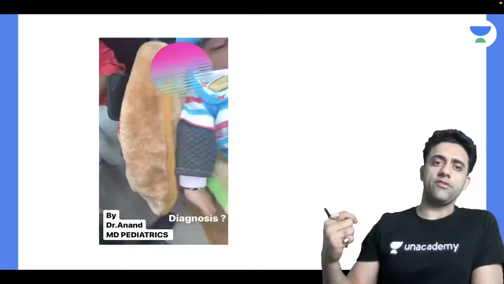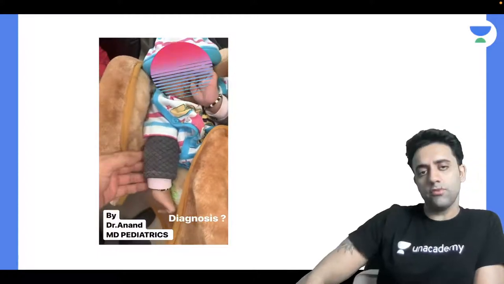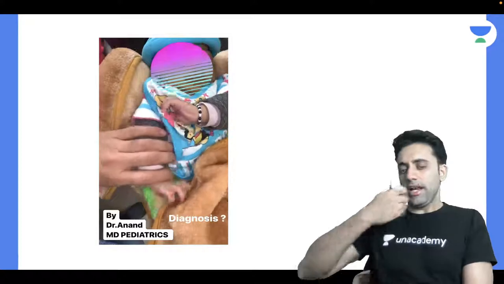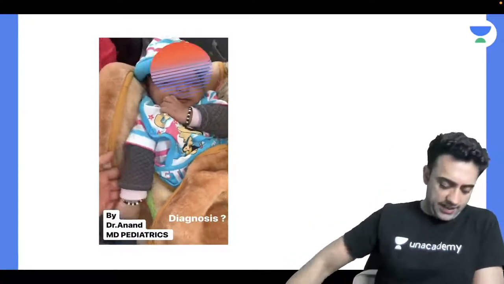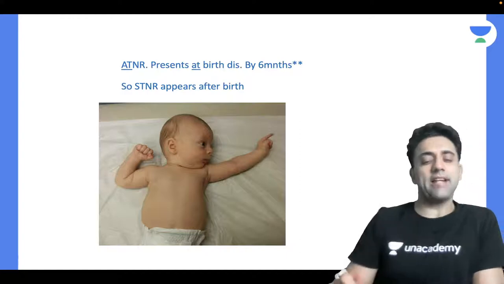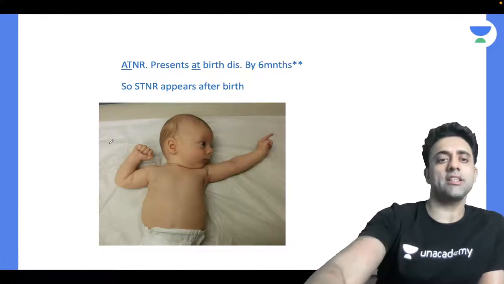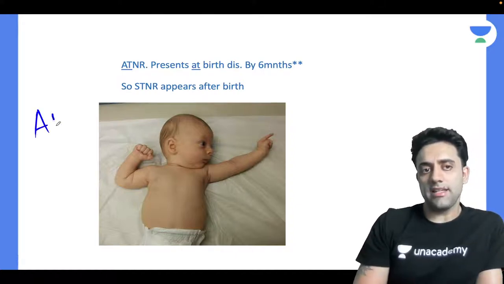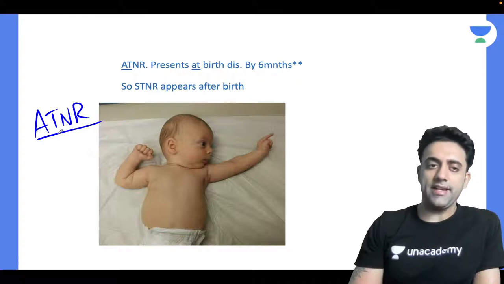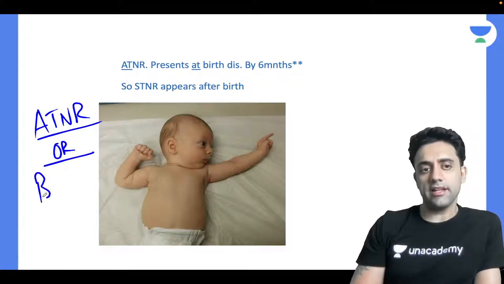If you see the baby's hand, the baby is having a policeman's tip. Only one hand is moving like that, normal. But the other hand just goes down by itself. Yeah, exactly. Hemal is right. Policeman's tip. Exactly. Which reflex is seen in the picture? The reflex seen in this picture is nothing but ATNR. What is ATNR? ATNR is asymmetric tonic neck reflex. What is the other name of asymmetric tonic neck reflex?